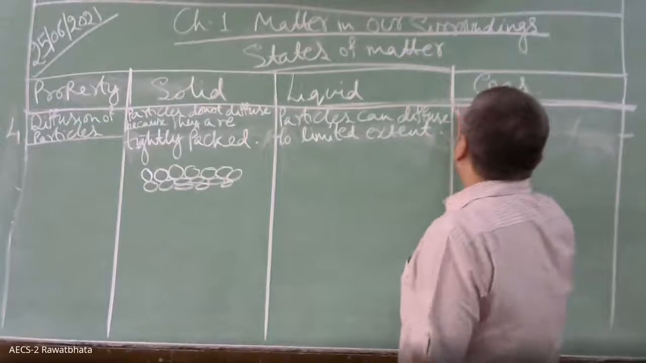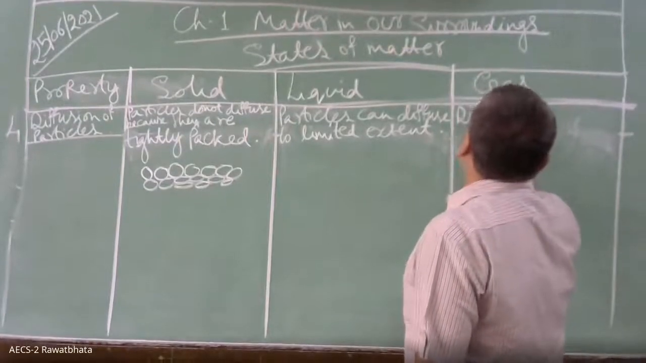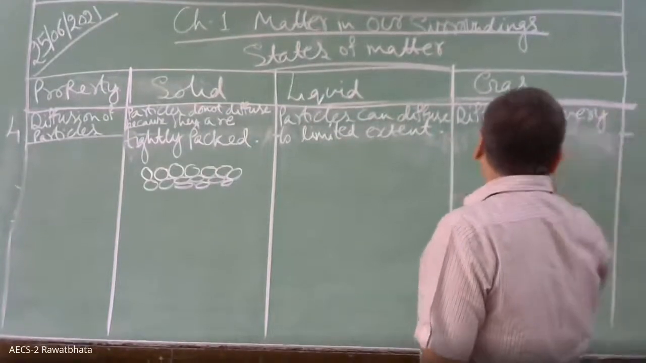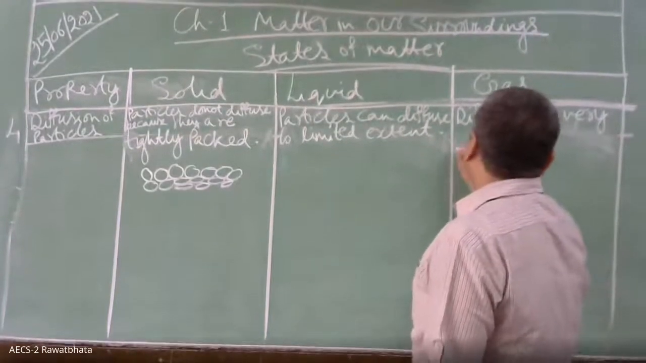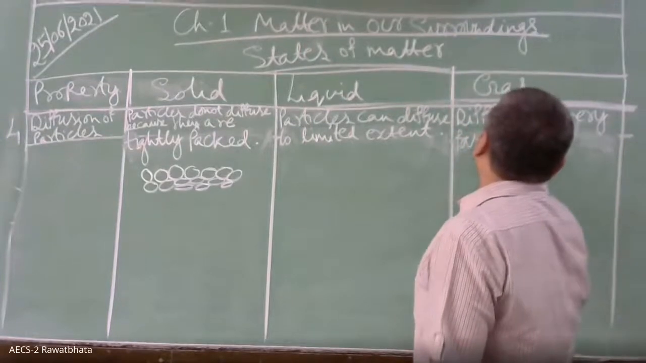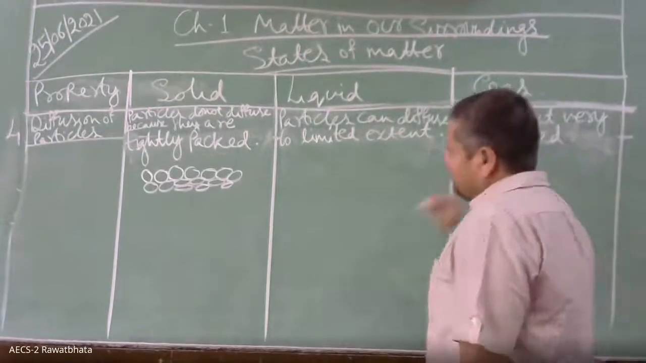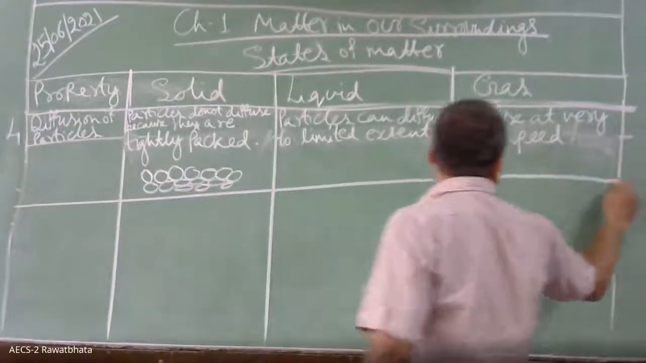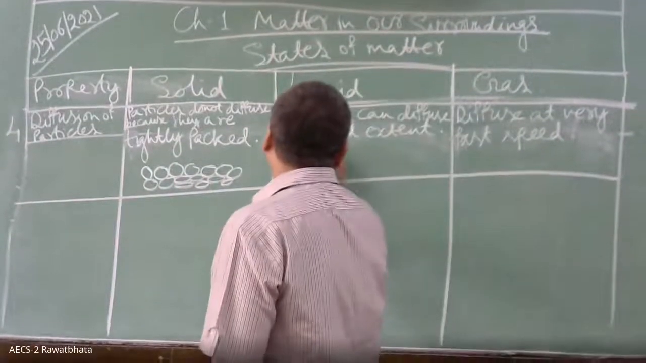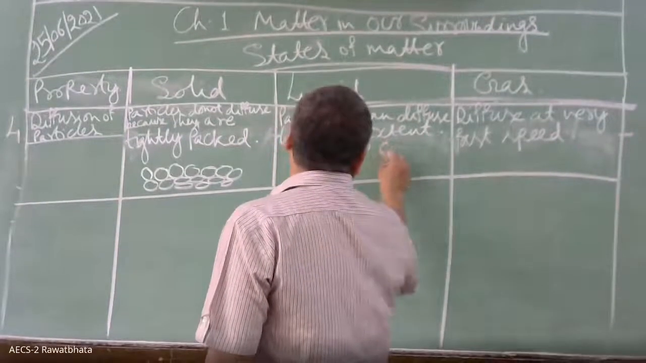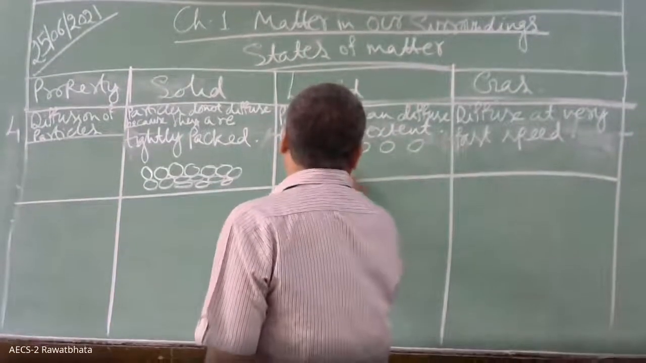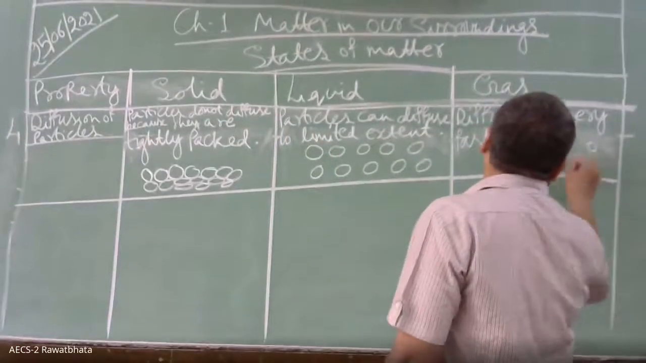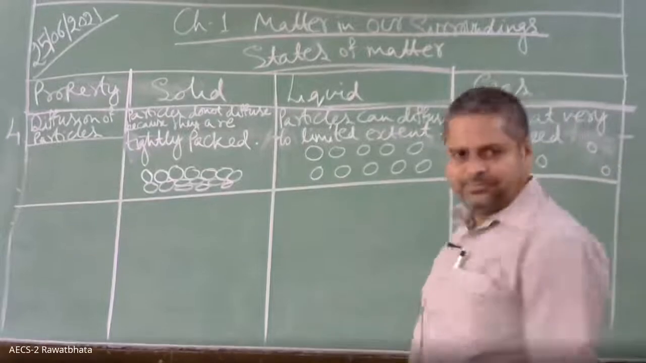Gases diffuse at a very fast rate, at very fast speed. ठीक है? इनके बीच में जो डिस्टेंस होता है पूरा पूरा डिस्टेंस रहता है। और इनमें तो बहुत ही डिस्टेंस होता है, बहुत दूर दूर रहते हैं। ठीक है?